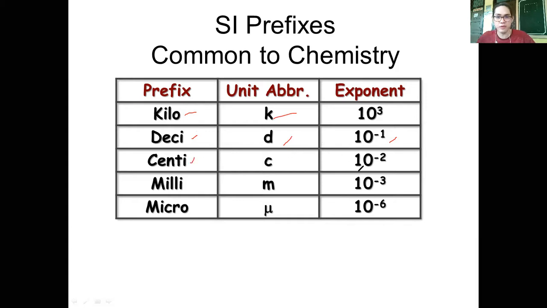For centi, we have c, and 10 to the power of -2. For milli, we have m, and 10 to the power of -3. And for micro, we have the mu, which has an equivalent value of 10 to the power of negative 6. I hope you'll be able to remember this, because in conversion this is very helpful to identify the equivalent values for the prefixes kilo, deci, centi, milli, and micro. There are a lot of these in the next presentation.